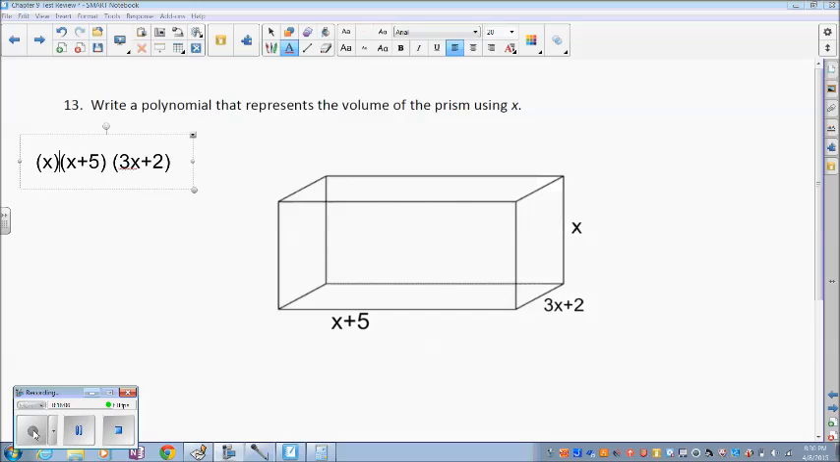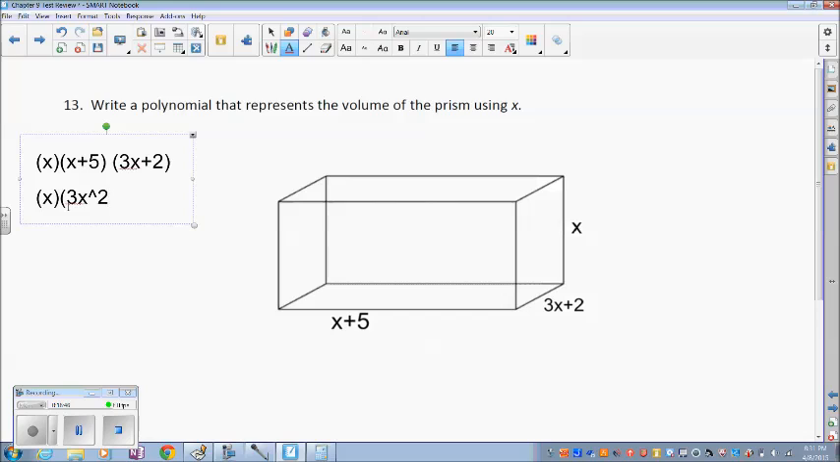Number 13, write a polynomial that represents the volume of the prism using x. So anytime you do volume, you're doing length times width times height. So you're multiplying 3 things. Now on this one, we're going to multiply all 3 things, but we got to take care of those binomials first. So we're going to FOIL those first. We're going to keep that x and leave it for last. So let's go ahead and FOIL these.